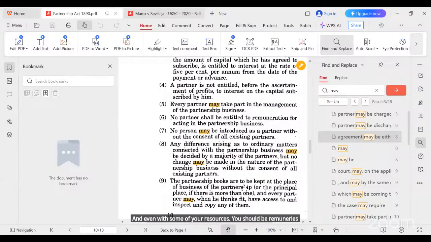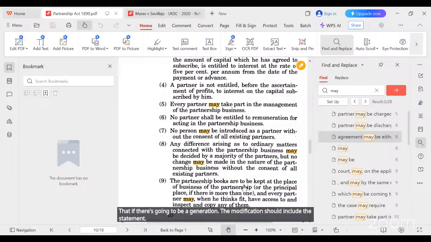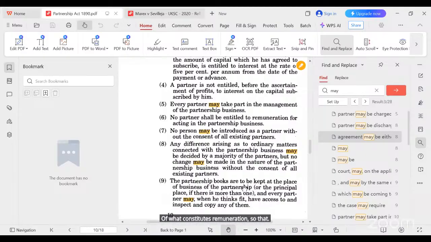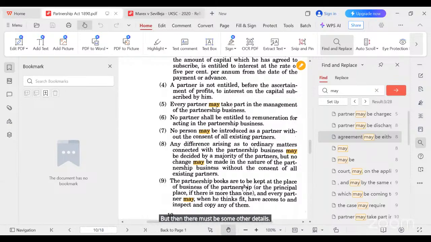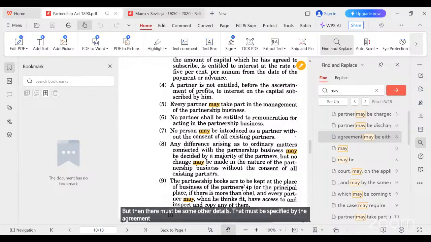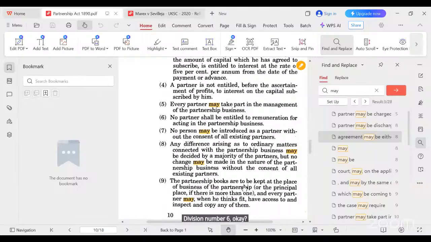But it's important also that if there's going to be remuneration, the modification should include a statement of what constitutes remuneration, so that everybody knows, okay, this is how much is going to be collected. Remuneration must be defined and identified, so that it leaves out any rancor. So modification is important for partners in this particular instance, number 6. But there must be some other details that must be specified by the agreement that is modifying this number 6.